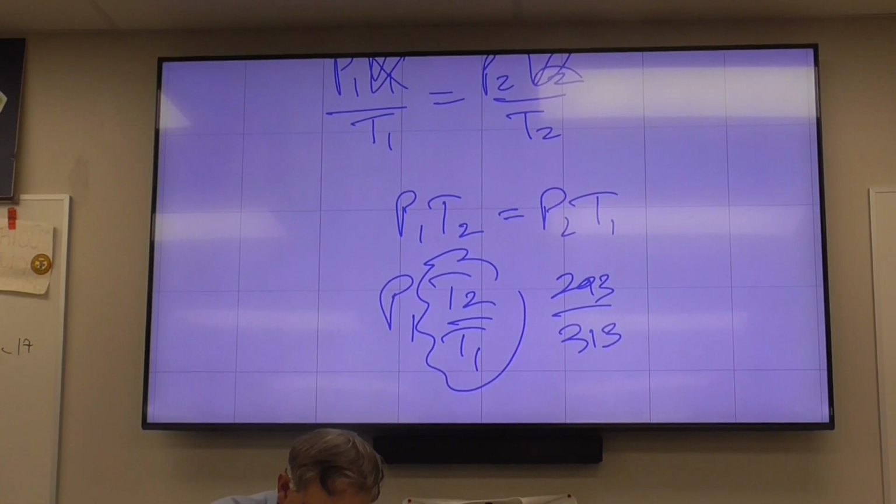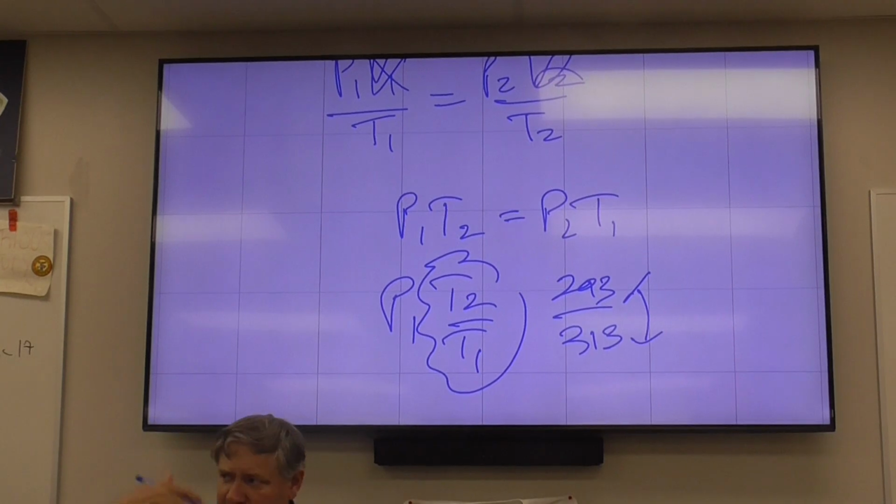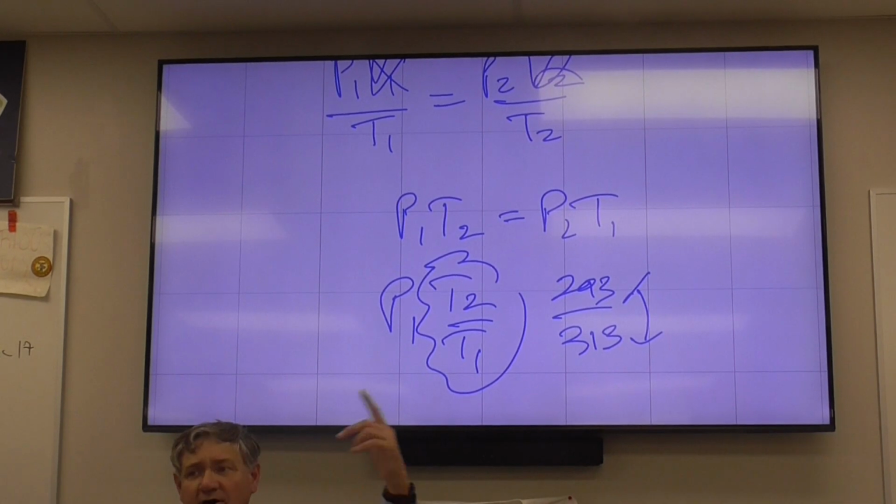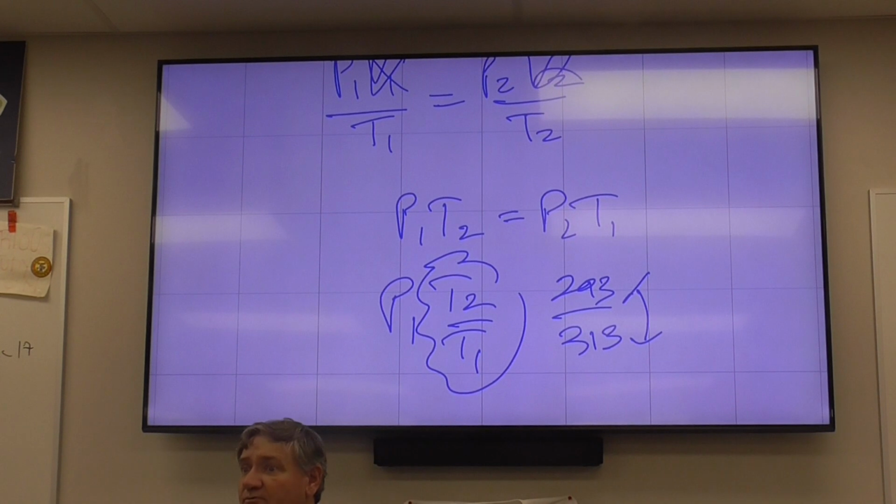But then if you go, oh, let's put that 313 on top and 293 on the bottom, now I'm multiplying by a factor bigger than 1, hey, I'm going to get a bigger pressure.